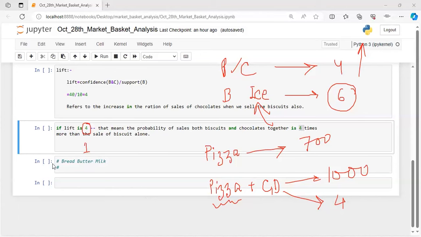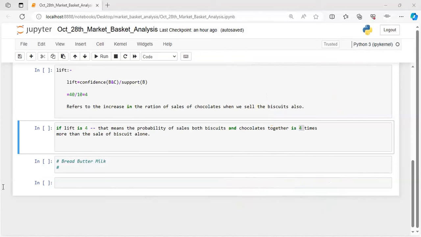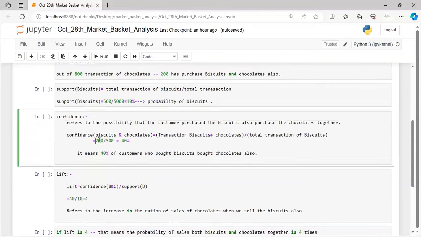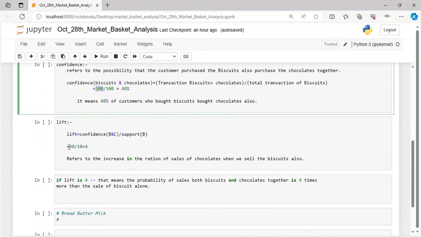And one more thing, sir. If lift is a probability value, then how come it is greater than 1? Whatever the numbers are, suppose it is very less, 10, out of 500 and 200, then naturally this value will be very, very less. So naturally lift will be very, very less.